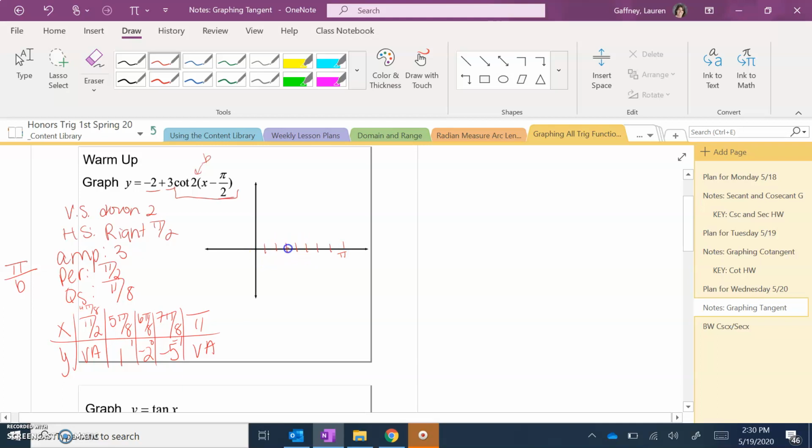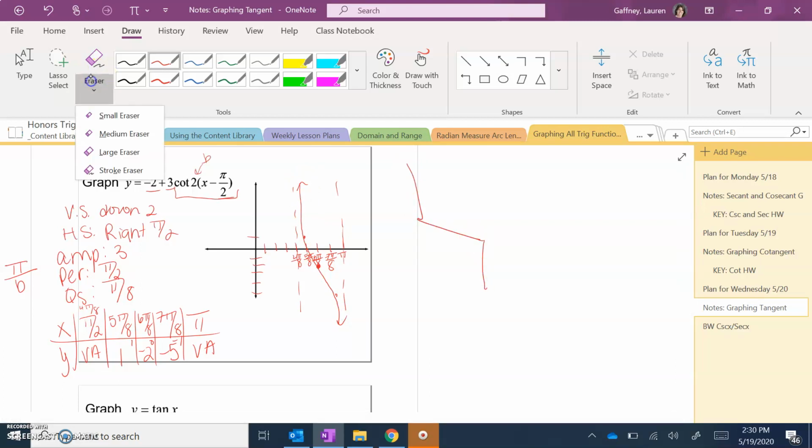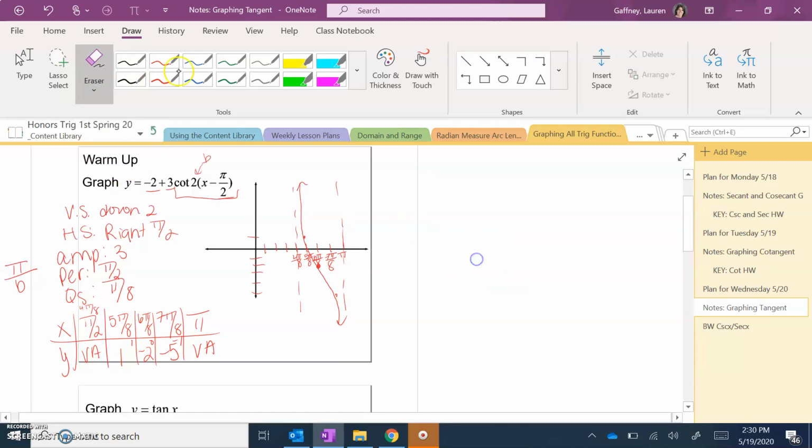Okay, so this is 4 pi over 8, 5. Sorry, this is smushed. Okay, so I have a VA here and here. All right, so at 5 pi over 8, I'm at 1, and then here, -2 and -5. Remember, you got to hug your asymptotes, but you don't want to be too much like this because that wouldn't be really indicative of a function. We got to keep this smooth.